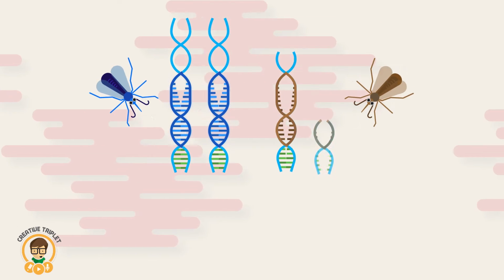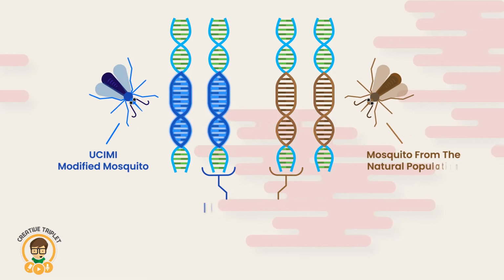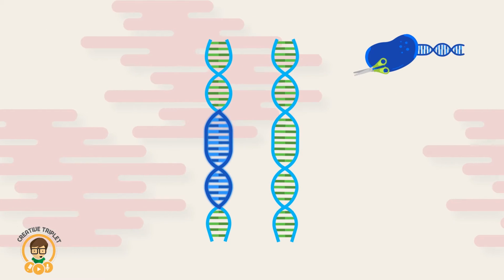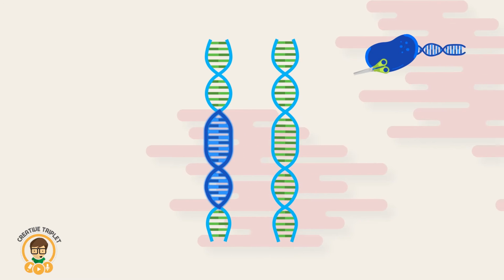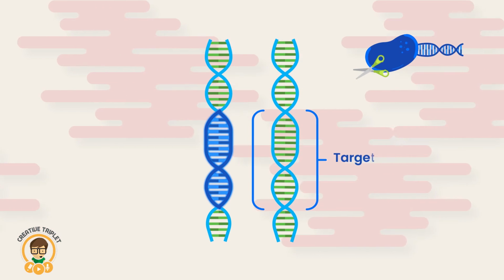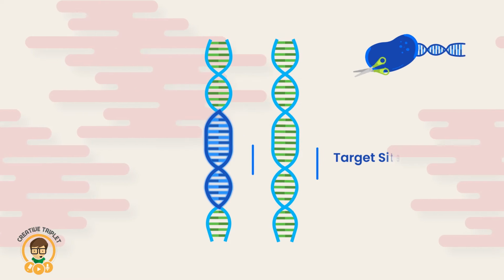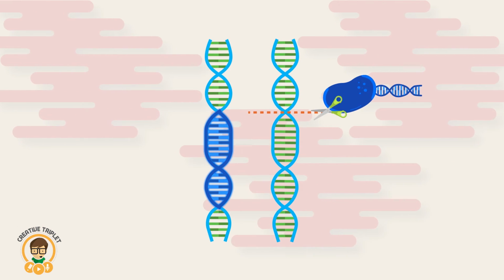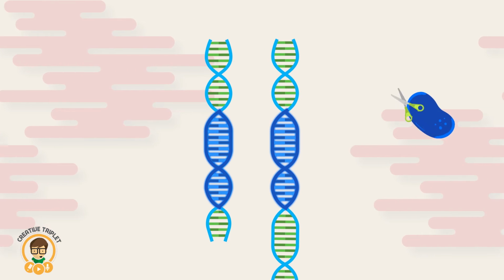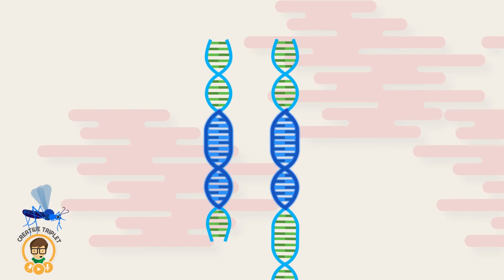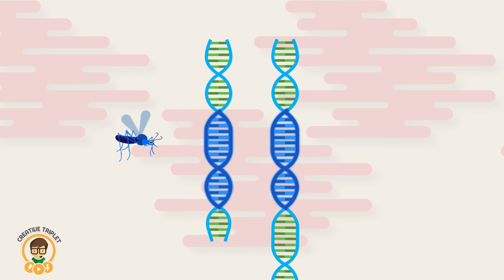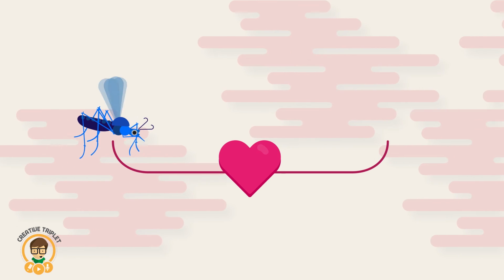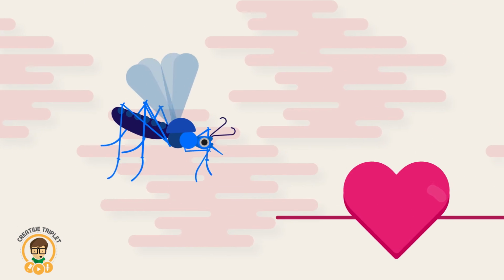When a UCI-MI modified mosquito with gene drive mates with a mosquito from the natural population, the offspring will inherit a copy of the beneficial gene from the modified mosquito parent. The gene drive will find the matching DNA sequence, or target site, on the DNA inherited from the mosquito parent from the natural population. When the gene drive locates the target DNA sequence where beneficial genes should be added, it will cut that specific area on the DNA sequence and insert a copy of the beneficial genes. As a result, the offspring will carry two copies of the beneficial genes instead of one. No genes are deleted. Now, when the offspring of the modified mosquitoes mate, the entire process is repeated.